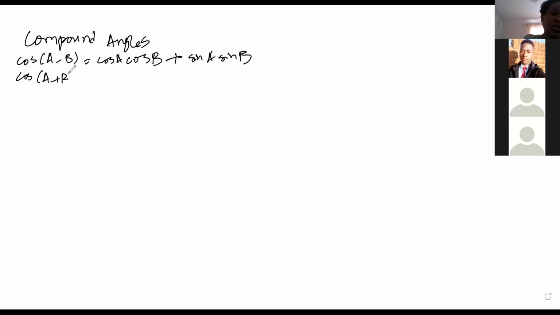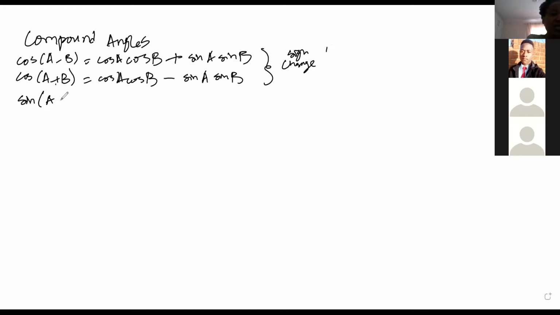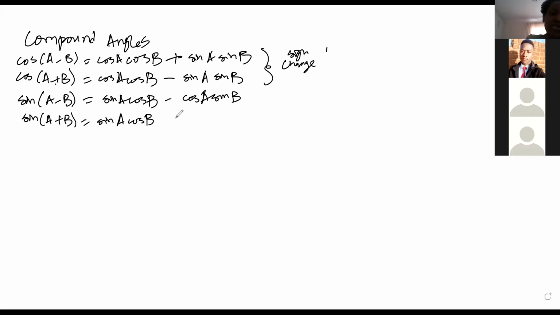Cos(A plus B), you have cos A cos B, the sign will change, it becomes a minus. So here you will have a change of sign, right? But with the sine function, the sign doesn't change. You will have sin(A minus B) equals sin A cos B minus cos A sin B. Sin(A plus B), you will have sin A cos B, sign doesn't change, cos A sin B. So here, no sign change. Okay, then that is a compound angle.